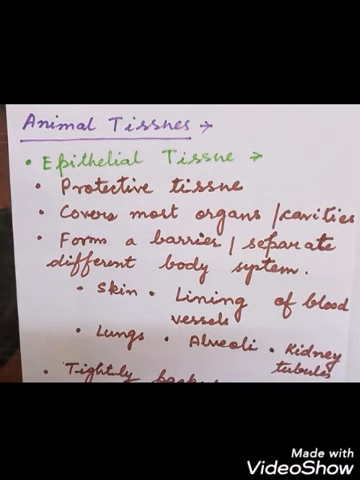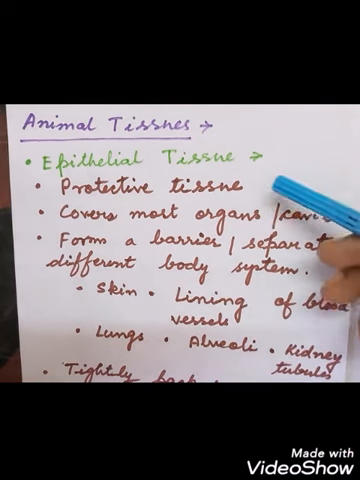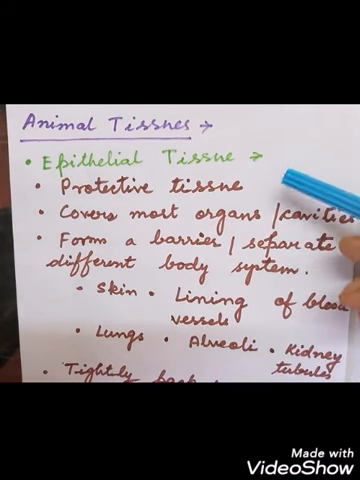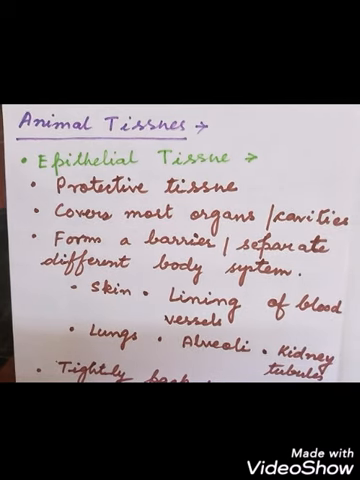So now we will discuss the epithelial tissue. Now this is the epithelial tissue. By the name only you can understand that this is the tissue which helps in covering or protecting. So this is the protective tissue. It also helps in covering. Anything that is covered from outside will be covered by the epithelial tissue in the animal body. So most of the organs and the cavities are covered by the epithelial tissue.